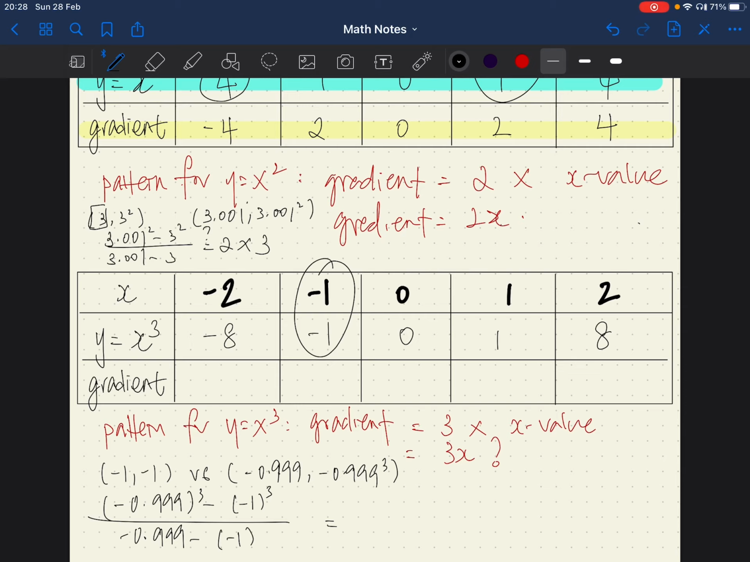you will get 2.997001, which is approximately 3. But our guess is supposed to be 3 times x. Then it's supposed to be -3 because the x value is -1. So our conjecture is wrong. So go and fill up the other 4 values. Okay, then we will review what will be the pattern for y equals to x cubed.